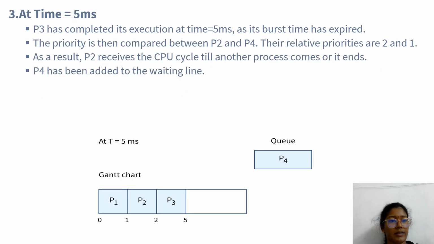And then at time equals 5 milliseconds, P3 has completed its execution as its burst time has expired. The priority is then compared between P2 and P4. Their relative priorities are 2 and 1. P4 has been added to the waiting line.